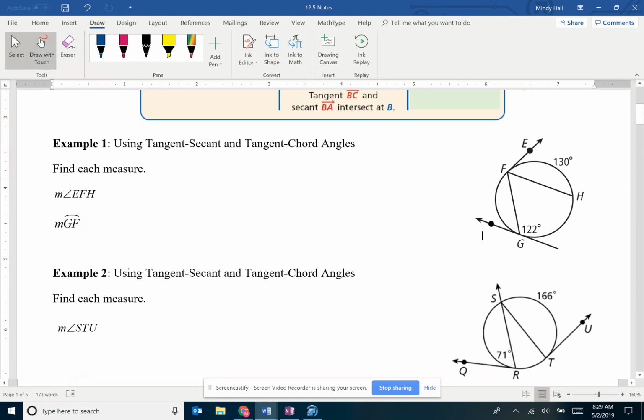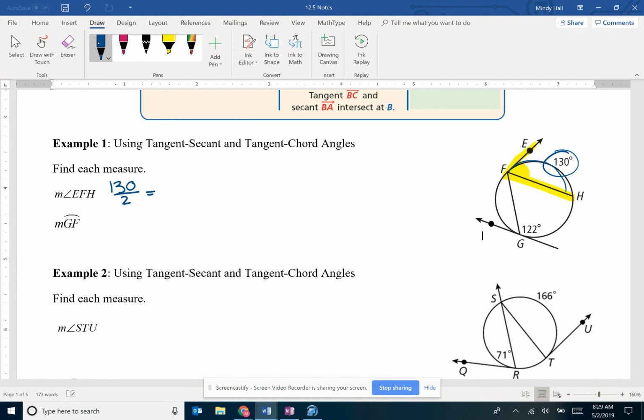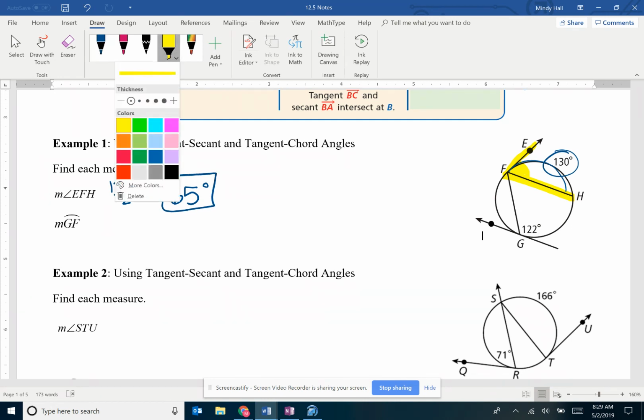So if we want to find the measure of angle EFH, we'd go E to F to H. So we're talking about this angle in here. So it is going to be half the measure of the intercepted arc, which is this 130. So 130 divided by 2 is 65 degrees, and that is it. 65. There we go.